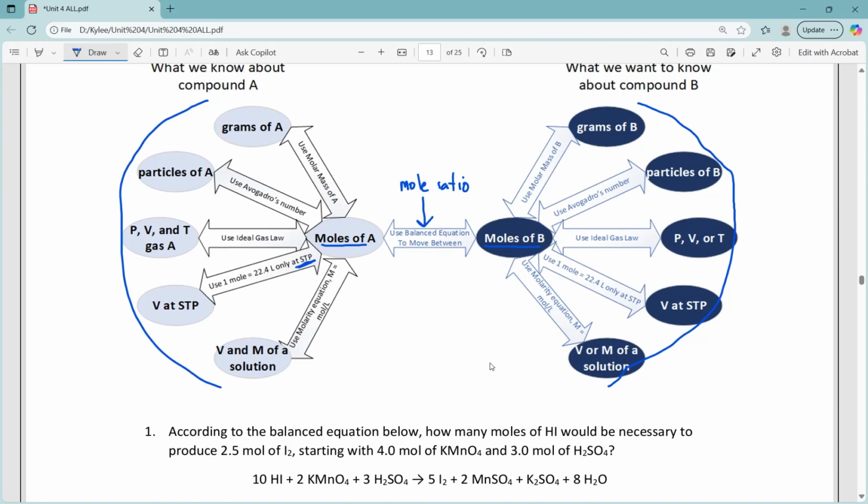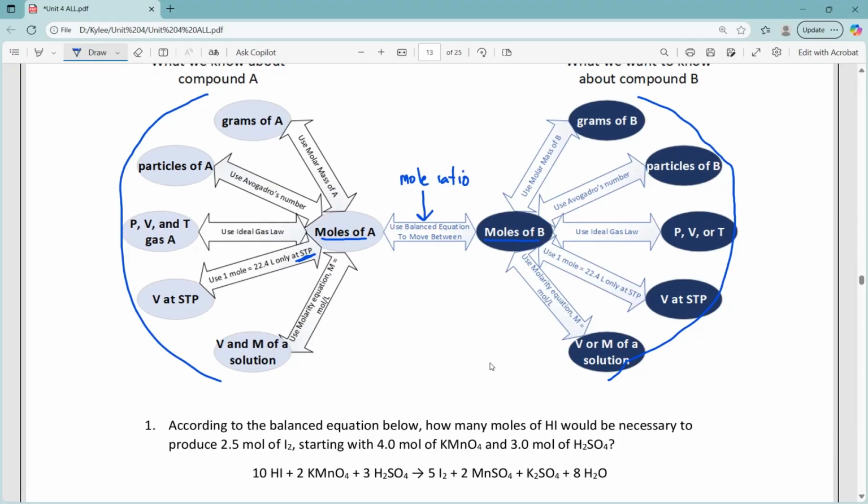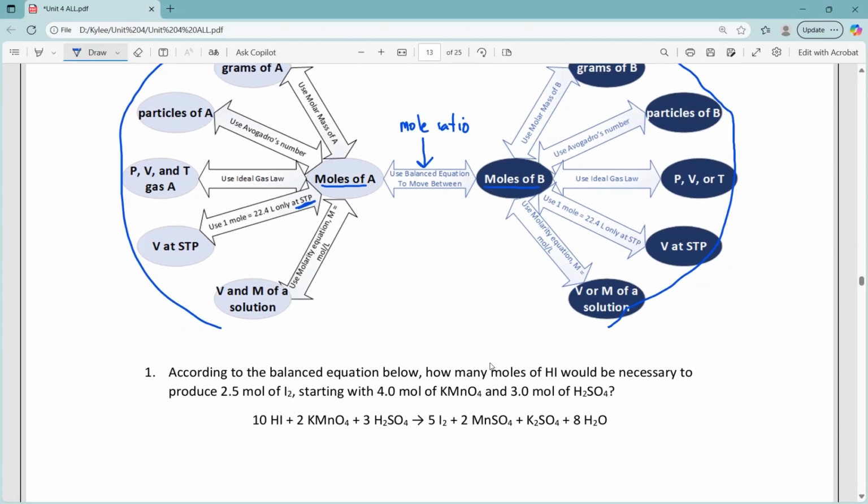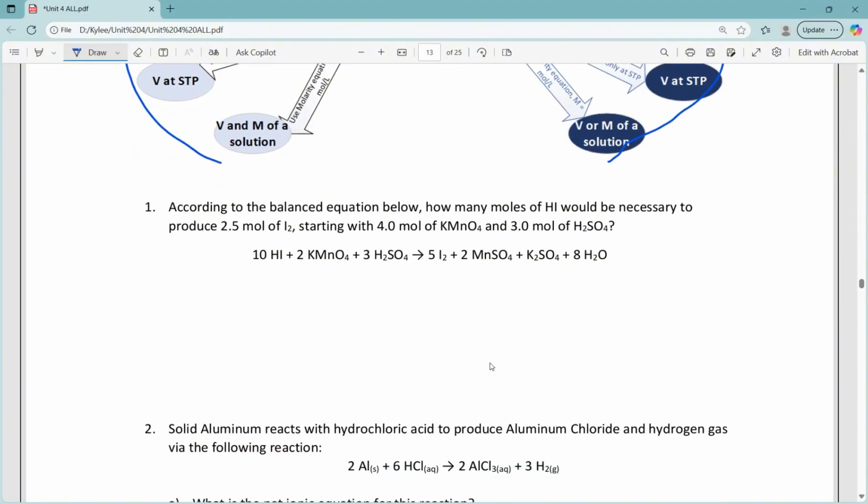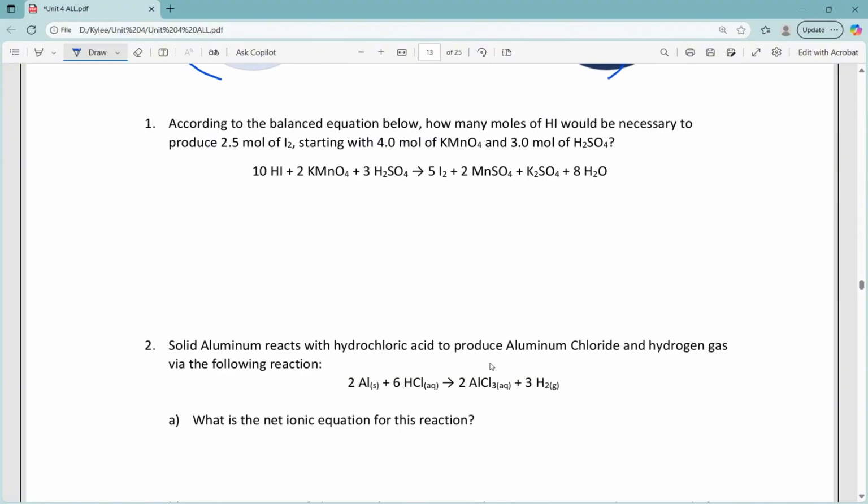So let's look at some examples. This set of notes is working through some examples. On number 1, we have: according to the balanced equation, how many moles of HI would be necessary to produce 2.5 moles of iodine, starting with 4 moles of KMnO4 and 3 moles of H2SO4?